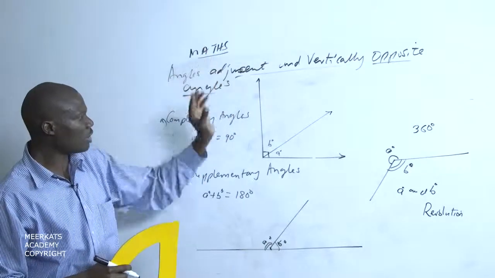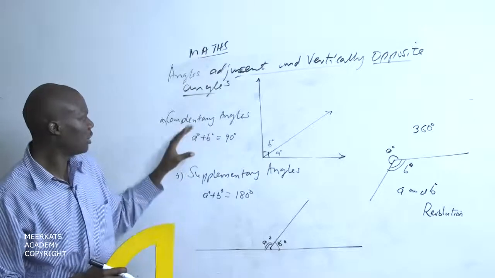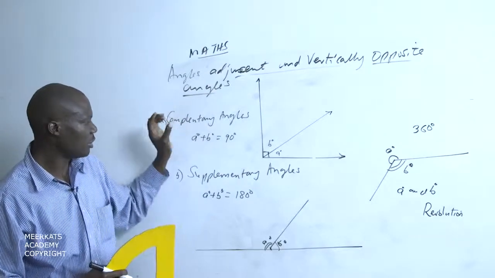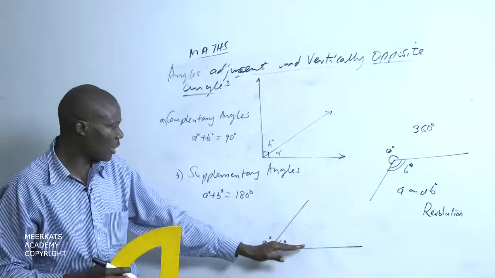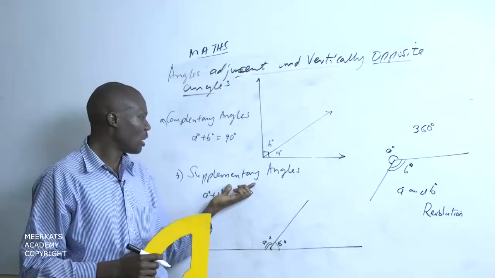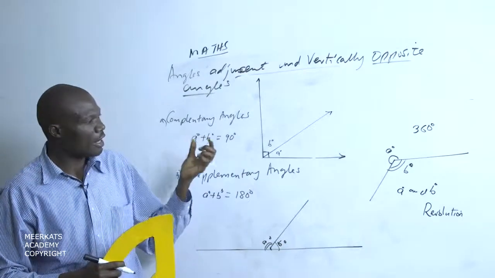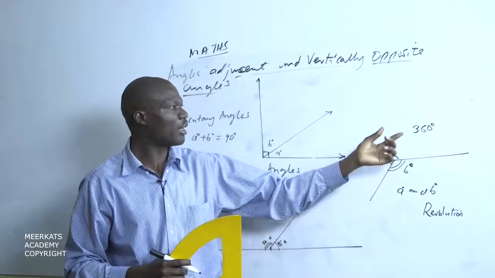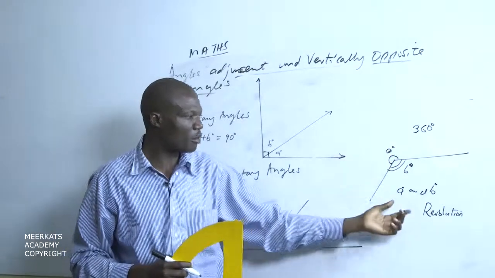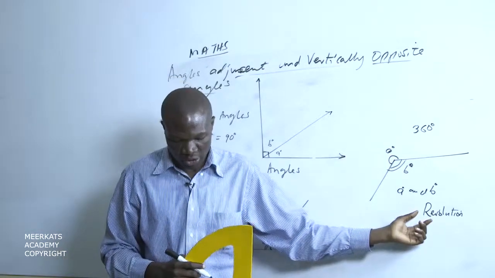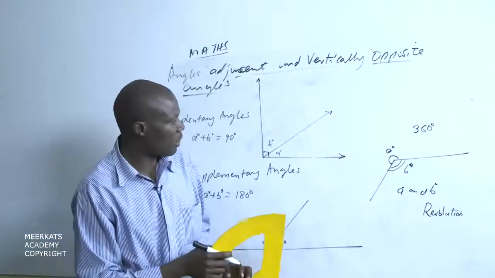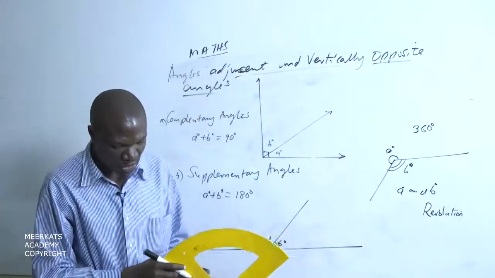So these are the special angles. All angles that add up to 90 degrees, we call them complementary angles. Those which add up to 180 degrees, we call them supplementary angles. And the angles that add up to 360 degrees form what we call a revolution. Those are the pairs of special angles.